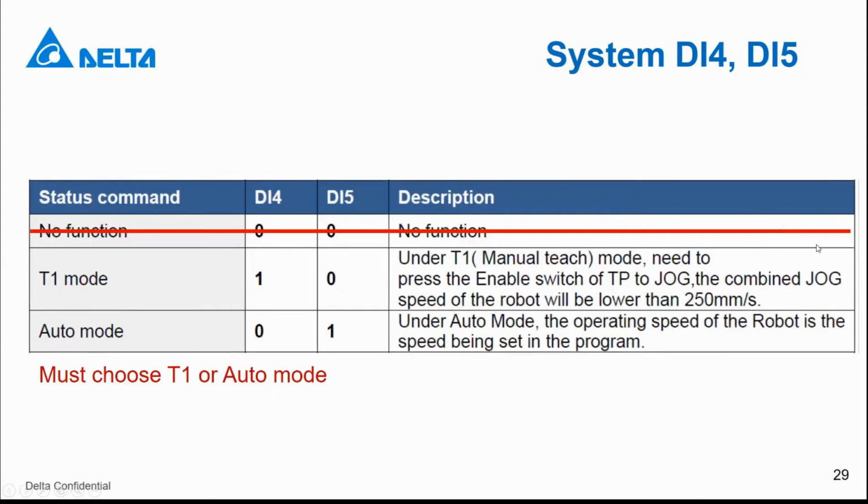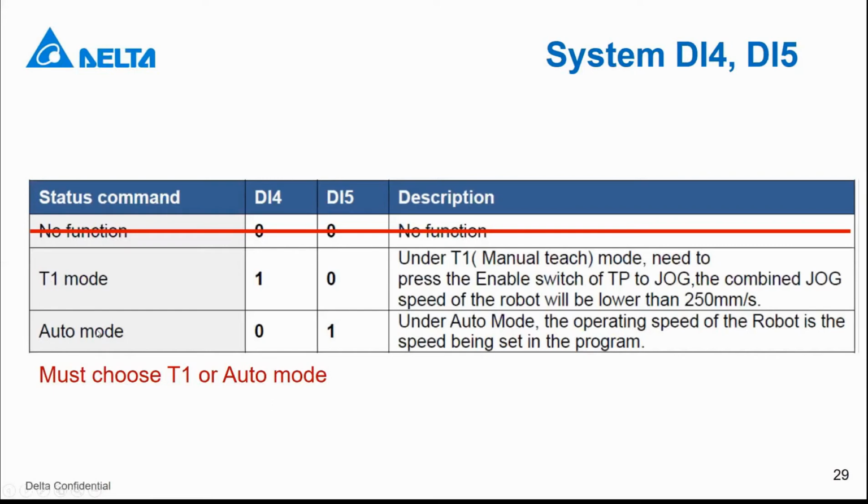So here is the mode choose input. For mode choose input, you must choose one when you are using the robot. So first is T1 mode. If choosing T1 mode, it's input 1 to the digital input 4. And T1 mode means this is a manual teaching mode. So for safety, it will limit the speed under 250 millimeters per second. So it will be slower.